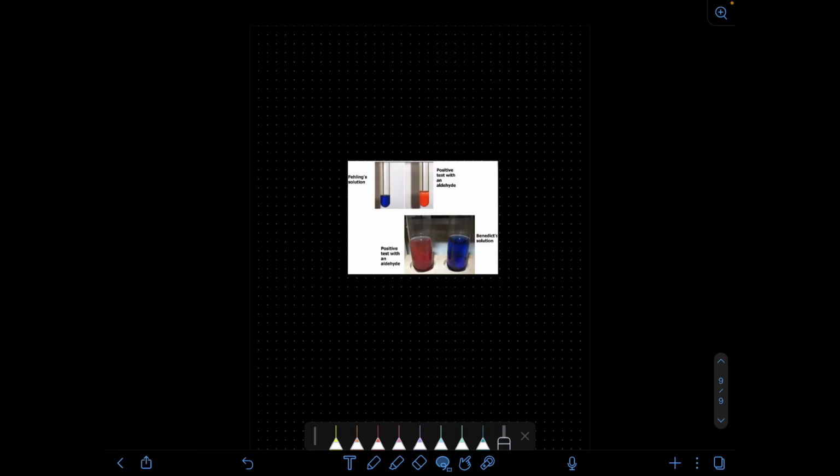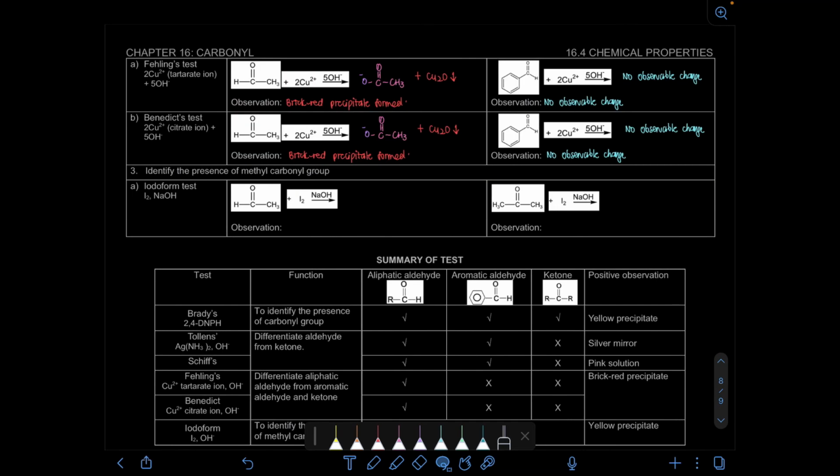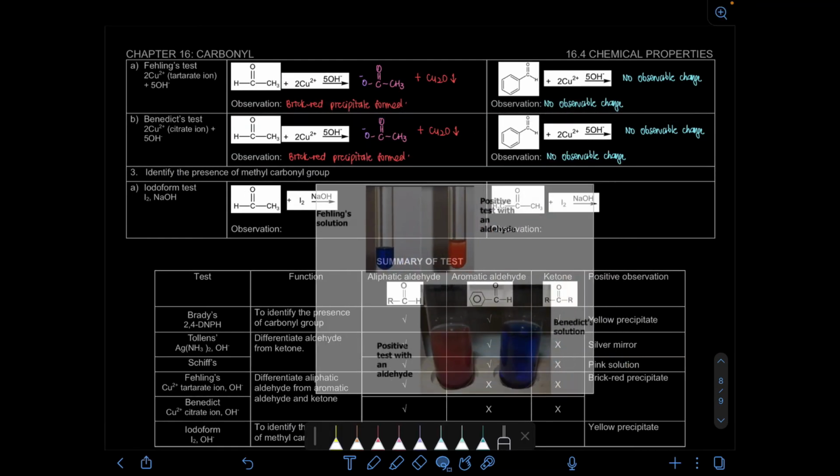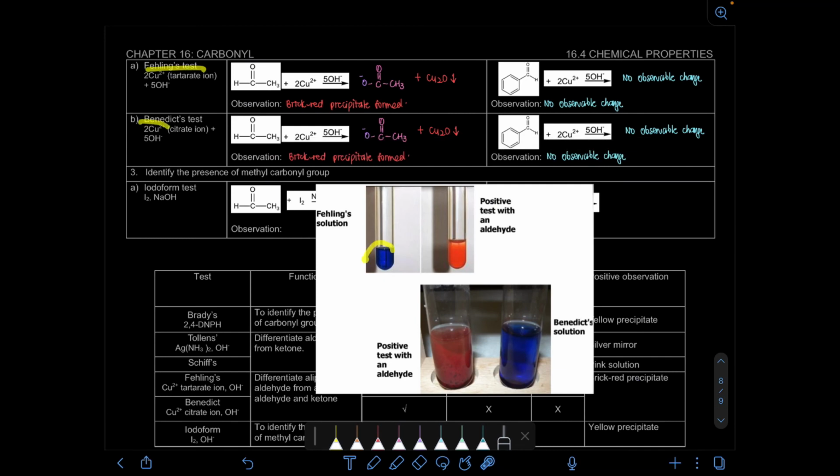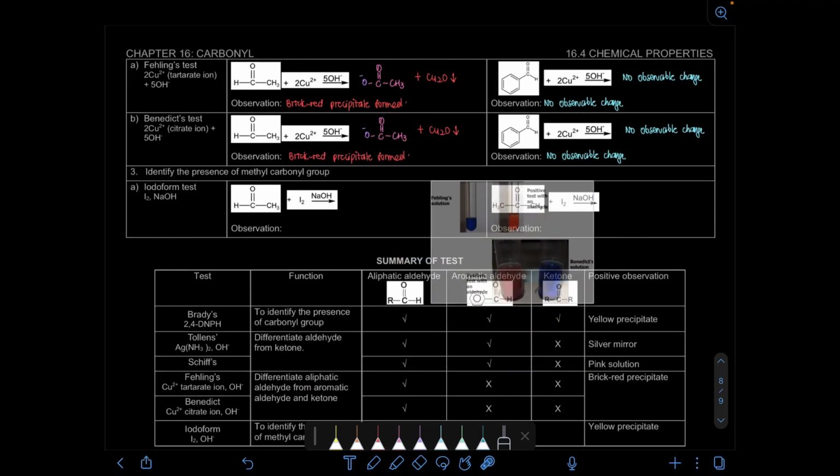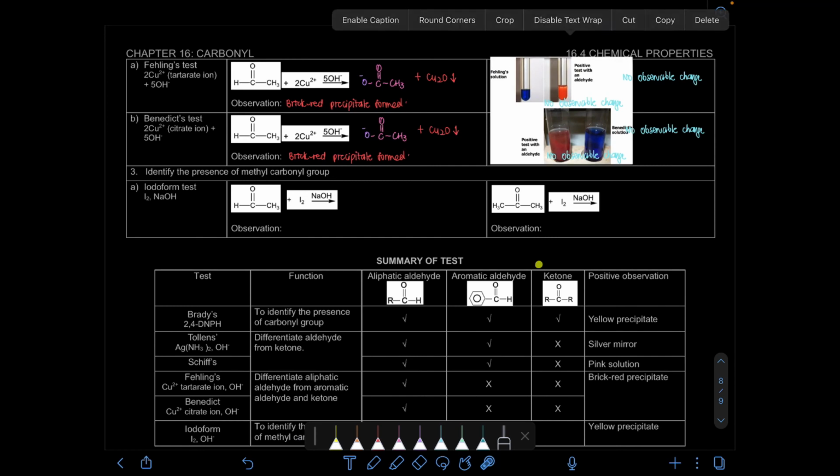Okay, so how about the observation? Ni sebenarnya observation dia. Jom kita tengok. So what happened here? Sebenarnya Fehling dengan Benedict ni is actually blue in colour. Okay, so this is actually the original solution. Kalau ada aldehyde, barulah kita akan form brick red precipitate. Yang ni macam orange tapi ya, boleh lah tu. Okay, so this is actually the observation for your Fehling and Benedict test.